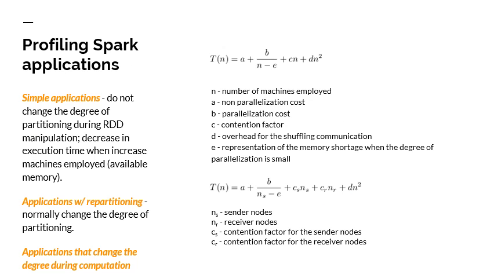The author started by presenting formulas for the execution time in function of the number of machines used. The first formula translates the behavior of a simple application that doesn't change the degree of partitioning during RDD manipulation, and also of applications that do change it, but only during computation. The second translates the execution time of applications with data repartitioning. The difference is that in the last formula, it is necessary to separate the behavior of sender and receiver nodes.